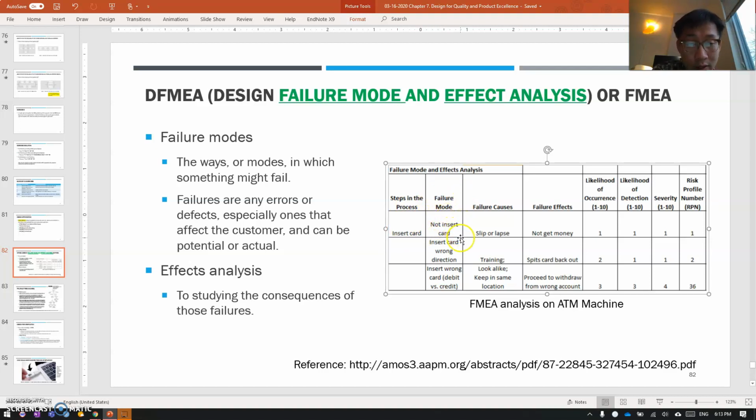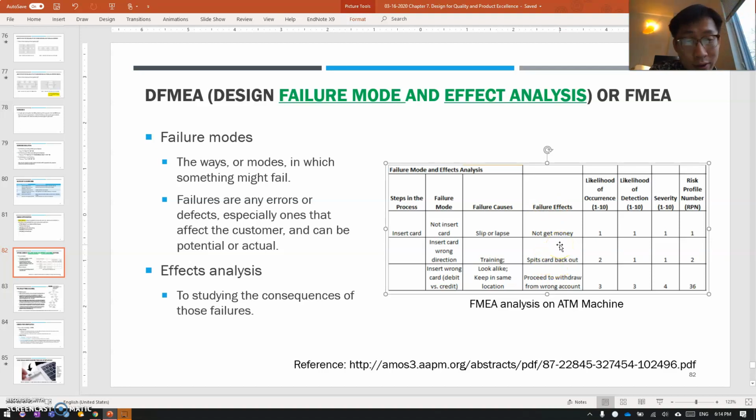Not inserting card. Insert card wrong direction, which we do all the time. And insert wrong card, right? Insert wrong card. This can also happen. And the failure cause, and it also identifies the failure effects. Not getting money if you don't insert the card. Spits card back out. And the third one is proceed to withdraw from wrong account.